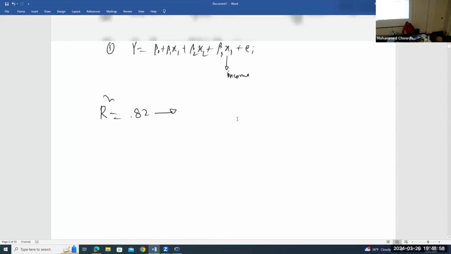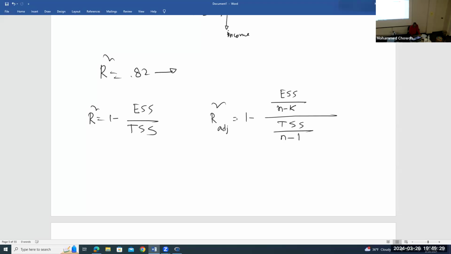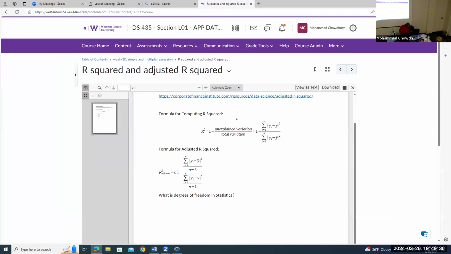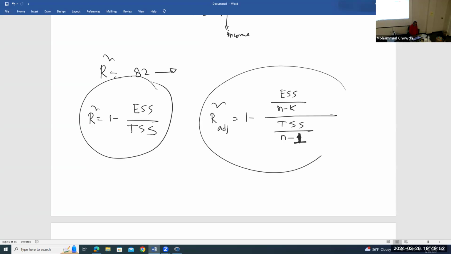So if you want me to write it again, the R square formula is 1 minus error sum of squares divided by total sum of squares, and R square adjusted is 1 minus error sum of squares divided by n minus k, total sum of squares divided by n minus 1, n minus 2. Minus 2, minus 1, and minus 1, and minus 1. So if I ask you what is the difference between R square and adjusted R square, you have to explain these things.